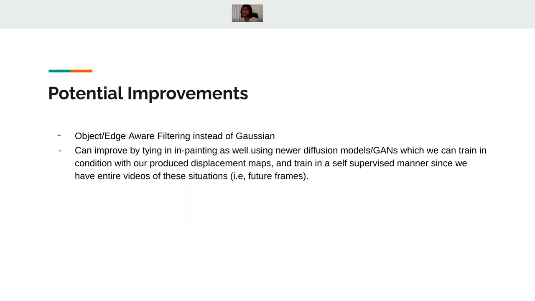In terms of the potential improvements and how we can take our project even further, first, we used Gaussian smoothing in this implementation, but we can improve it by using object or edge-aware filtering instead. We can also try and improve our overall performance by tying in inpainting as well, by using some of the newer diffusion models or GANs, which we can train and condition with our produced displacement maps, and train in a self-supervised manner, since we have the entire video sequences of these situations, which includes future frames.